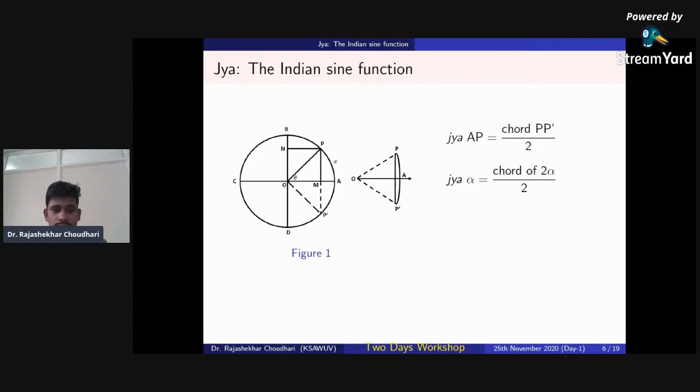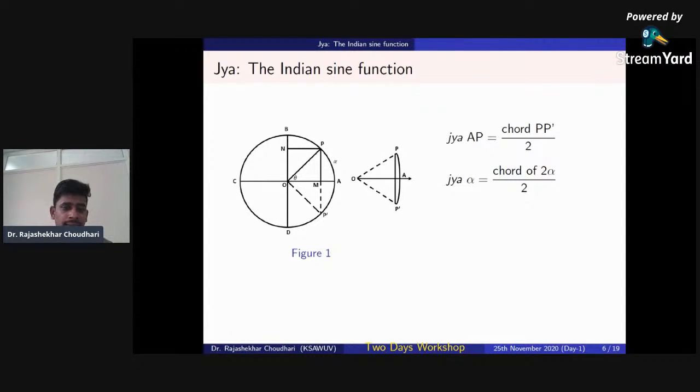From figure 1, the Indians also defined the other two trigonometrical functions, Kotija and Utkarmaja. The line Pn, which is equal to OM, is clearly visible in the figure. That was called the cosine function by the Indians, and they named it Kotija. NP or OM is also called the sine function of the complementary arc BP.